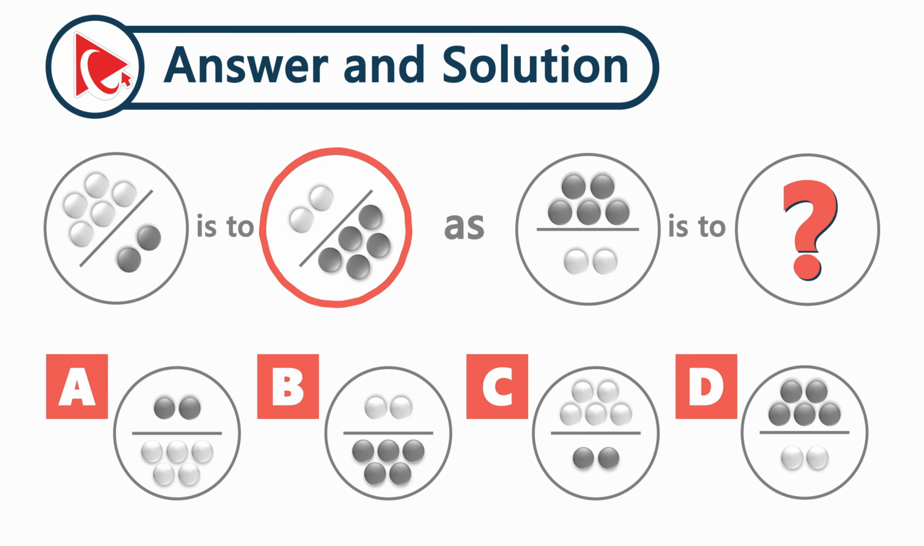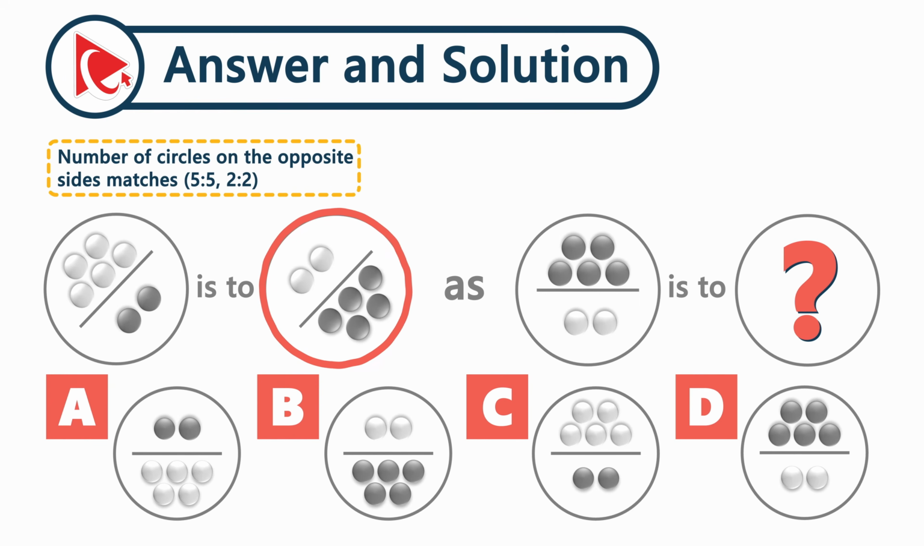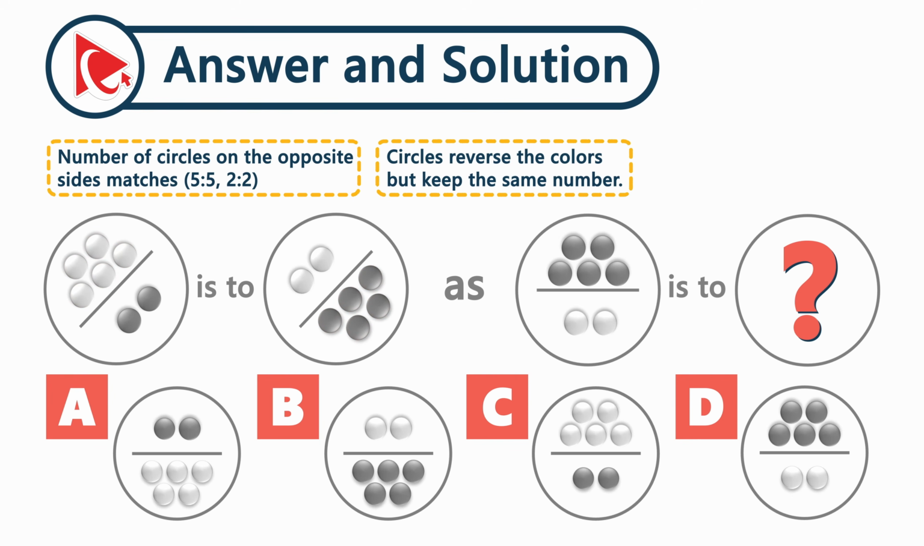Here's what I see. The number of circles on the opposite sides matches, even though they change the colors and reverse the position. Let's look at the example. Left shape has 5 light small circles on the top, and right shape has 5 dark circles on the bottom. Following the same pattern, left shape has 2 dark circles at the bottom, and right shape has 2 light circles on the top. Knowing this, we can apply this pattern to the third shape to determine the missing one.